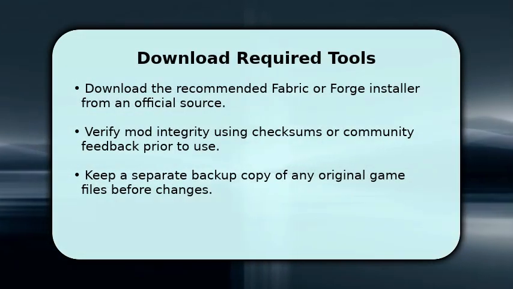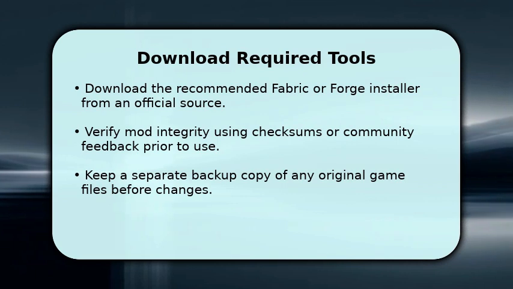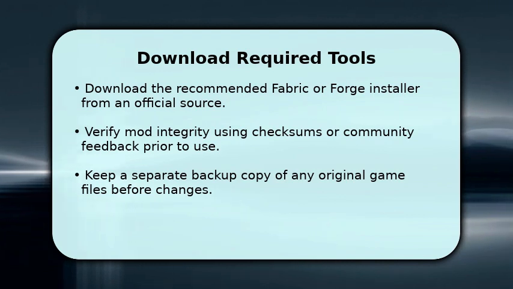First, download the fabric or forge installer that matches your Minecraft release and run the installer. Next, obtain the Electrum mod jar from a trusted site and verify integrity using checksums or community comments. Make a separate folder for backups of original game files and your world saves.